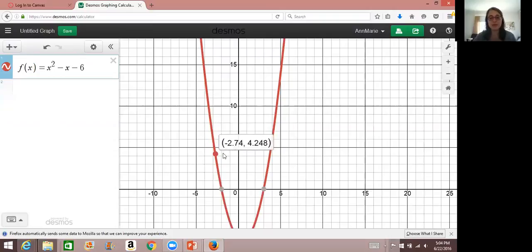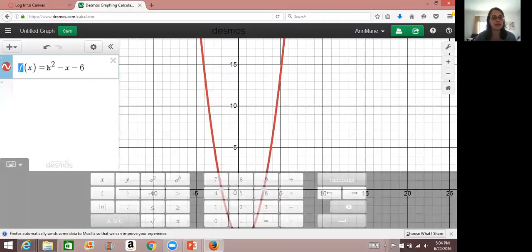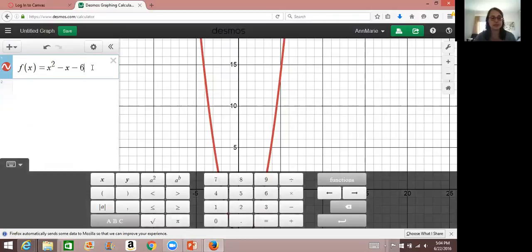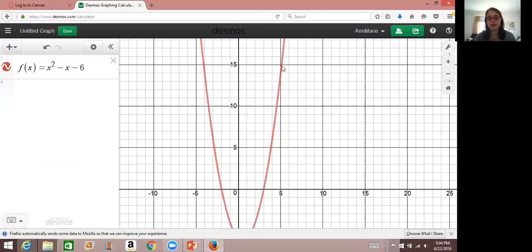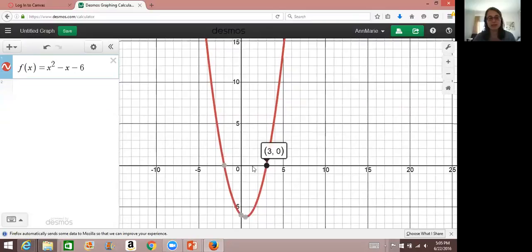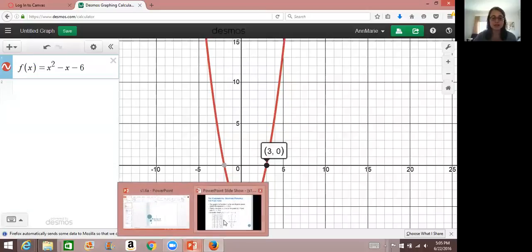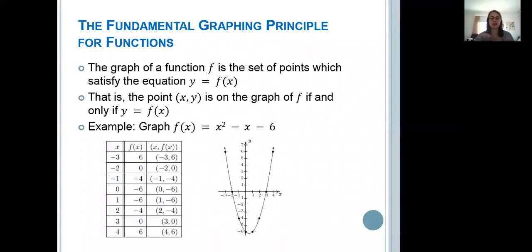But at every point on this curve, this equation is true. For every point on this red line, for any x, the y half of that point is given by this equation. Our graph is drawing pictures of the set of points that satisfy that equation.